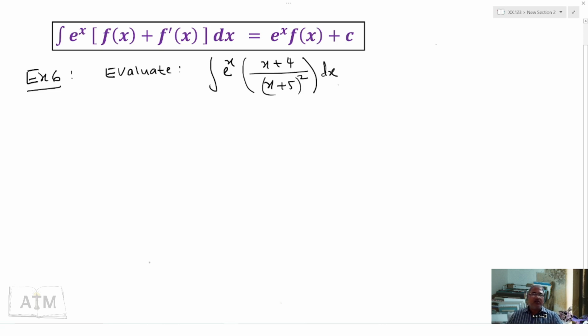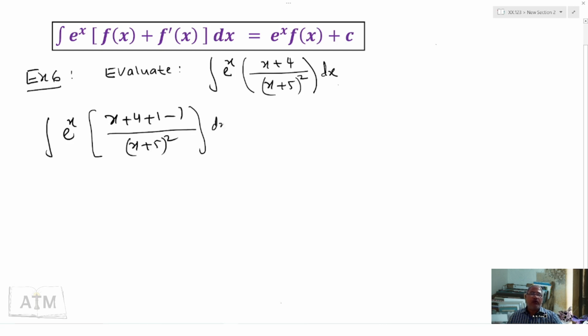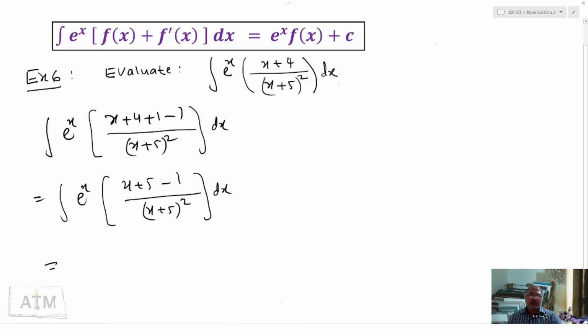experience. For example, in this question, there is no f of x and there is no f dash x. Now how to do this example? So we require some logic here. The logic is that to create f of x and f dash x, we require to add here +1 and -1 upon x plus 5 whole square with respect to x. So this is equal to e raised to x, here is the x plus 5 minus 1 upon x plus 5 whole square with respect to x. So this is equal to e raised to x, x plus 5.